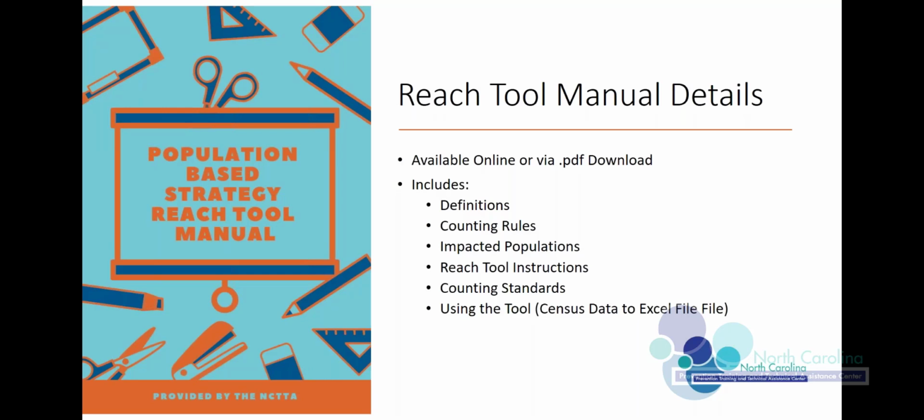But if you look at the slide that we have right here, it includes definitions. It's going to include some counting rules, and that could be just how to report actual numbers versus estimates, or it could also be how often to count. Do you count an individual? So each section will go into details where there's definitions, counting rules, impacted populations, reach tool instructions, counting standards, or using the tools. This is added to an Excel file.